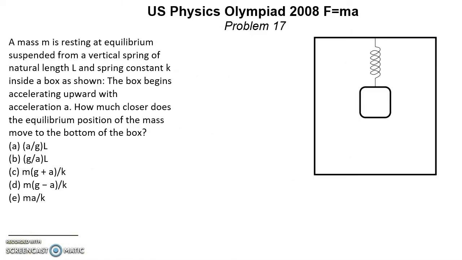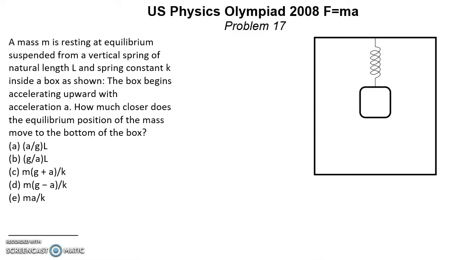Problem 17. A mass M is resting at equilibrium, suspended from a vertical spring of natural length L and spring constant K inside a box as shown. The box begins accelerating upward with acceleration A. How much closer does the equilibrium position of the mass move to the bottom of the box?